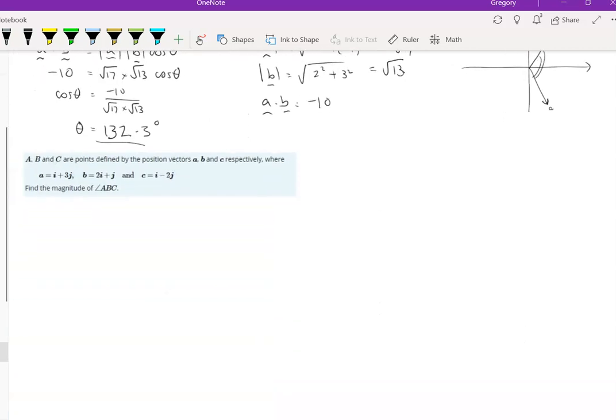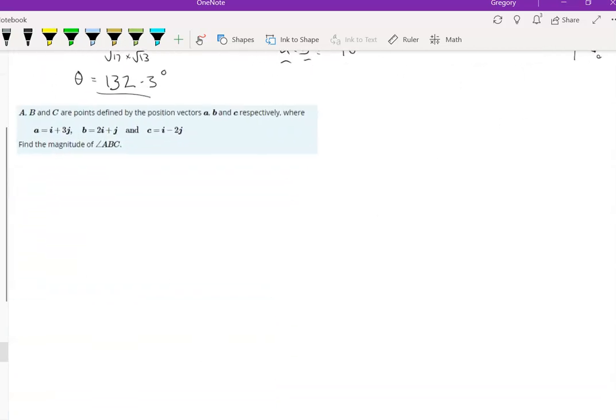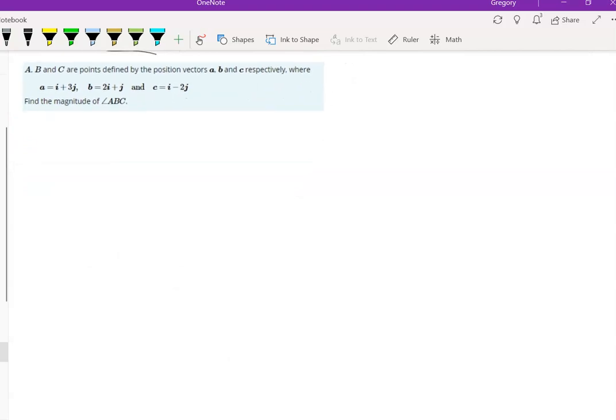Okay, so the third and final example that we're going to do here is: A, B, and C are points defined by the position vectors A, B, and C respectively, where A is that, B is that, and C is that. Find the magnitude of angle ABC. So what we need to really identify is, well, what does that even mean?